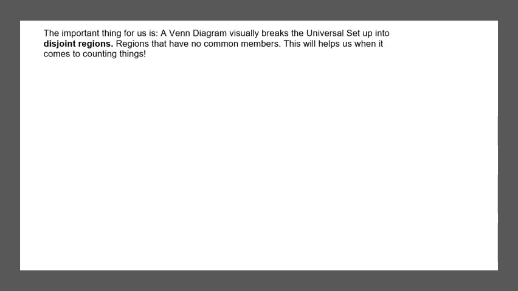In the example that follows, just keep in mind, the important thing for us is a Venn diagram visually breaks the universal set up into disjoint regions. Regions that have no common members. This will help us when it comes to counting things because, one, we won't overcount because everything belongs to exactly one region. We won't undercount because everything belongs to exactly one region. Everything has one and only one region it can belong to.